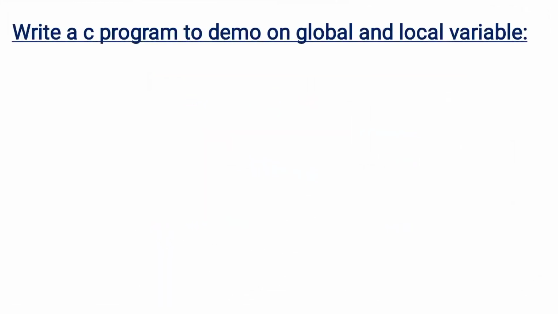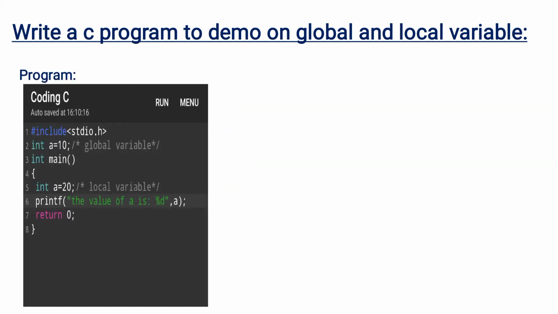Next, we will see a C program. Now we are going to write a C program to demonstrate global and local variables. This is the program which I wrote to demo global and local variables. In this program, I created one global variable and one local variable, and I am trying to display the value.